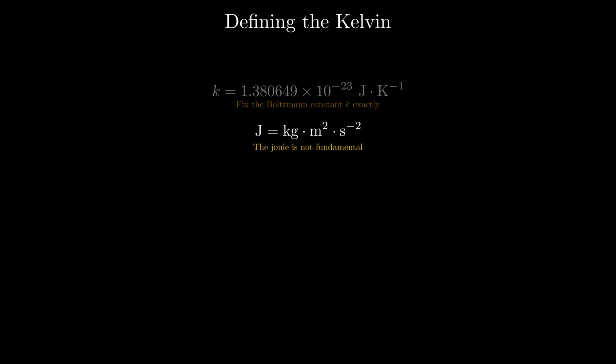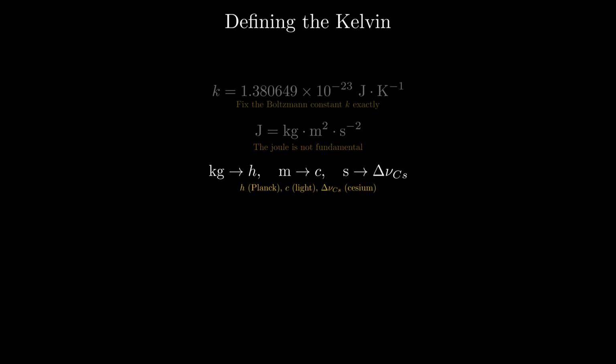The ampere and the mole were the easy cases. The kelvin and the candela hide an extra layer. Take the kelvin, the unit of thermodynamic temperature. We fix the Boltzmann constant, k, which links temperature to energy, at exactly 1.380649 times 10 to the minus 23rd joules per kelvin. Here's the catch. The joule isn't fundamental. A joule unpacks into kilogram times meter squared per second squared.